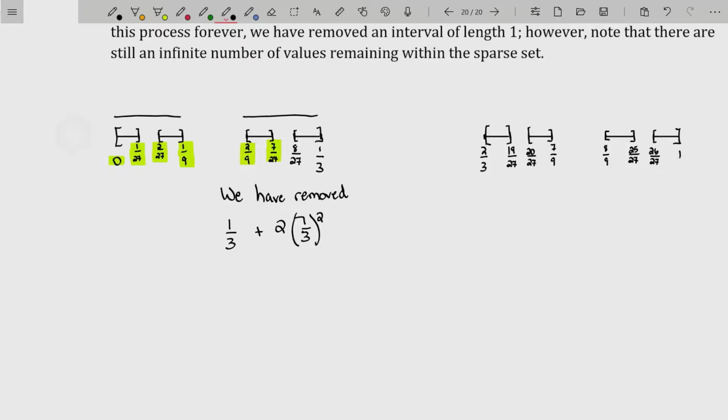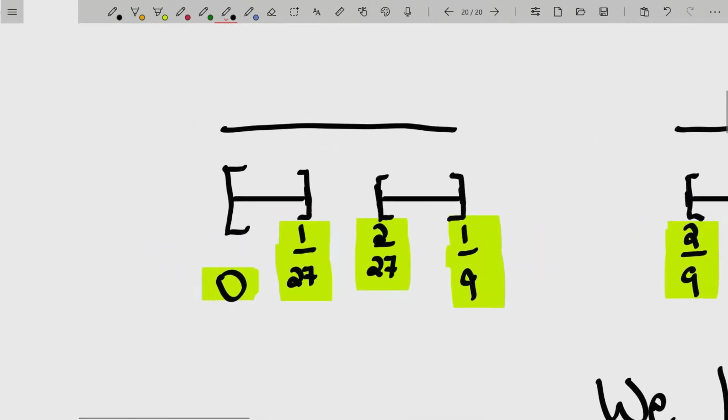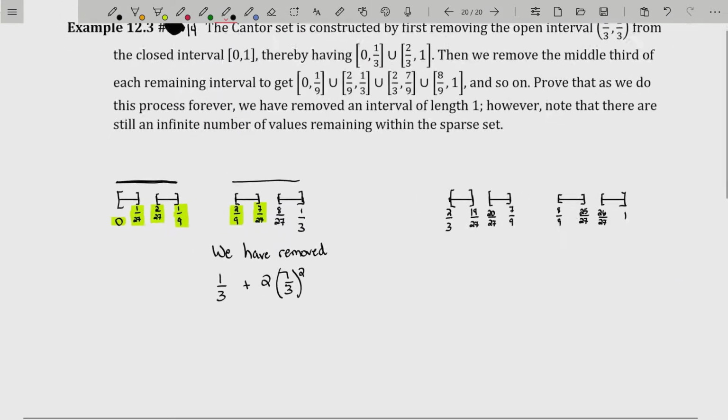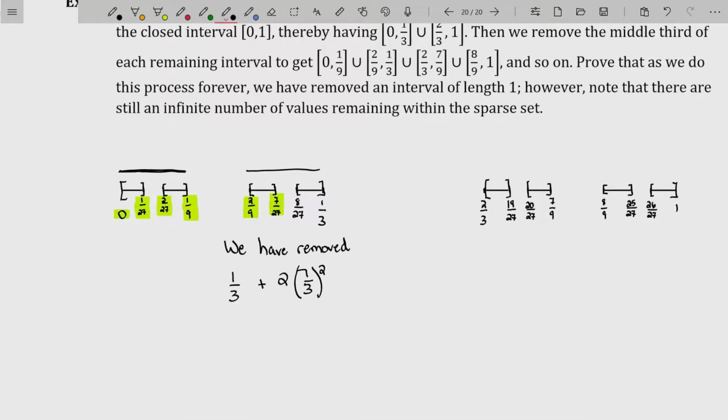Now we're at a point where we have this length right here, and that length is a third of a third of a third. And we have 4 of those lengths, and we cut out a middle third. So we cut out from 4 things a third of a third of a third.